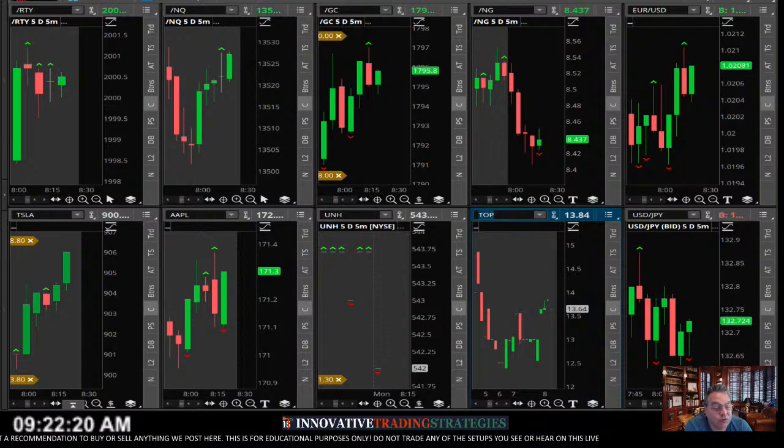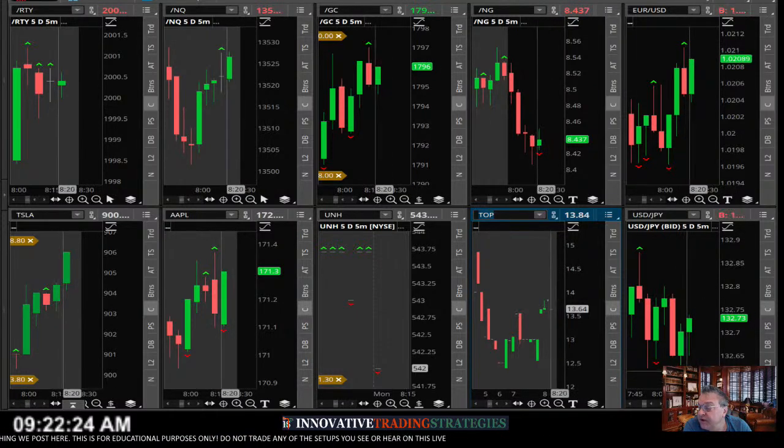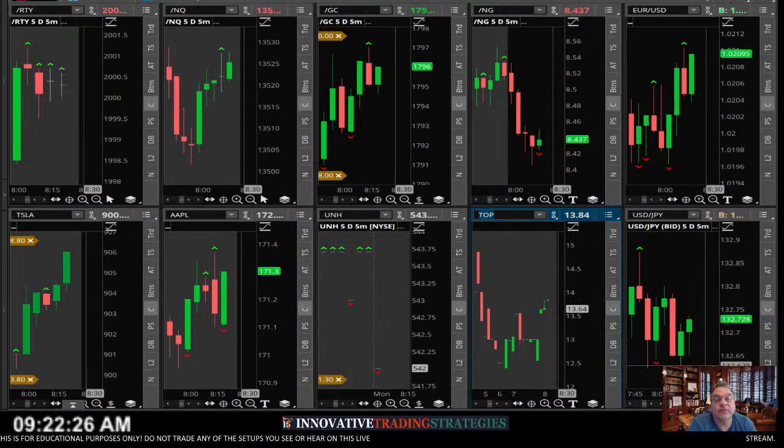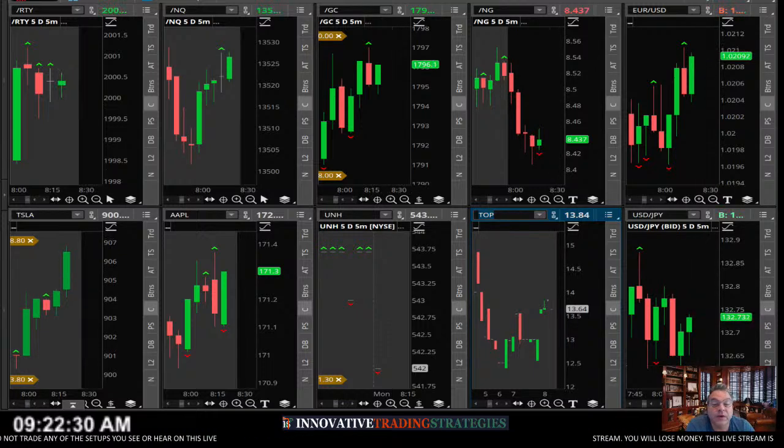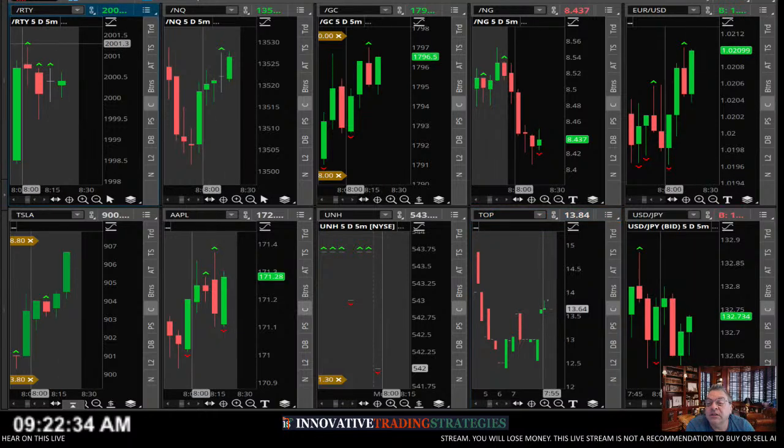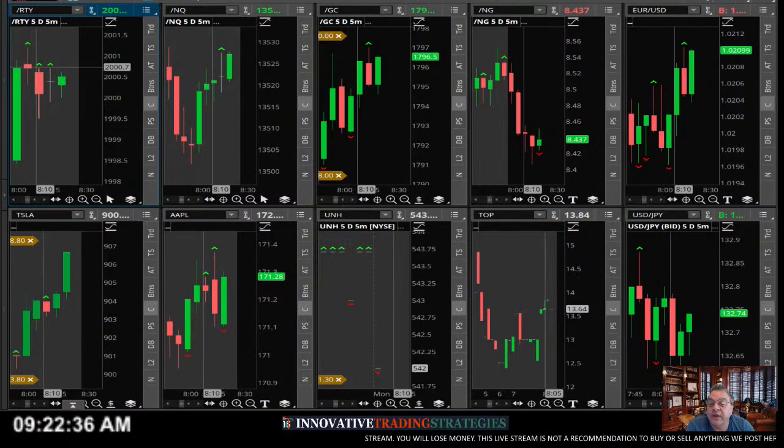Now, I do like these double shorts when you get two double carrots like that. If you get two red carrots next to each other, usually a really good trade, either for a buy or a short, depending on which way the arrows are pointing. You have one going on actually on RTY right here. Well, you had a couple.